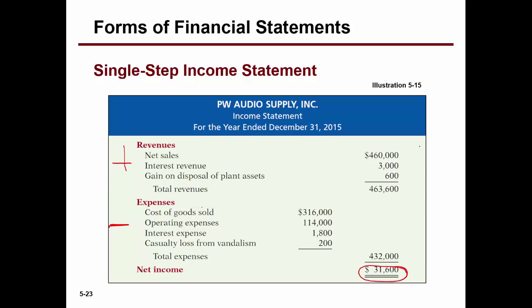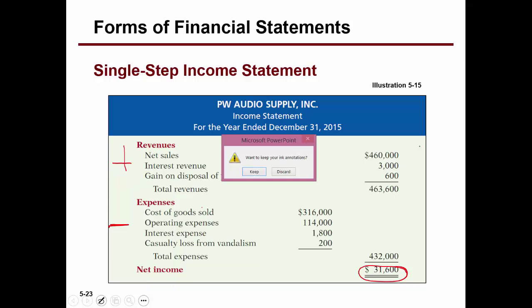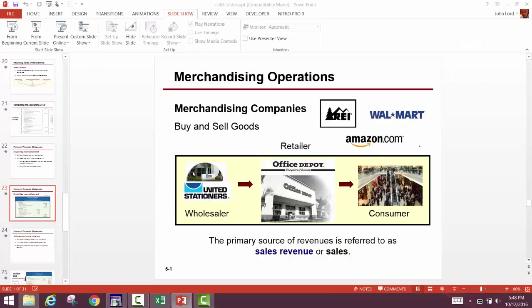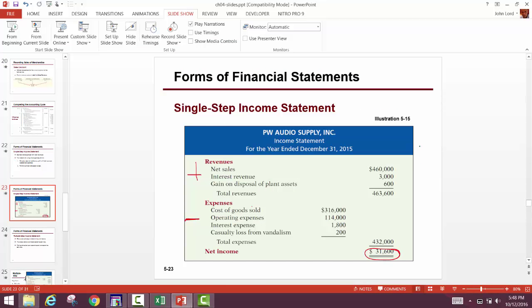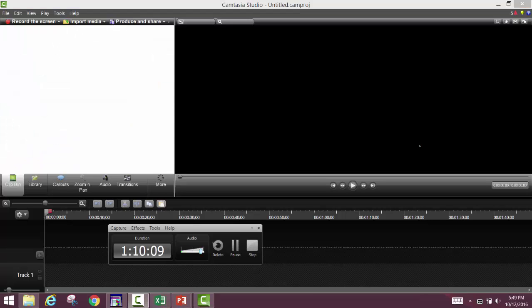Okay. Great. Thank you. I just have a quick question. How come we don't always just use a single step? It's so much easier. Because the users of the financial statements would prefer the multiple step. And remember, we do everything for the users of the financial statements. So single step is really just a quick and dirty thing that we would use for very informal purposes. But if we're issuing financial statements, with the stock exchanges and that, we should be using the multiple step. There's an expectation that we would use the multiple step.